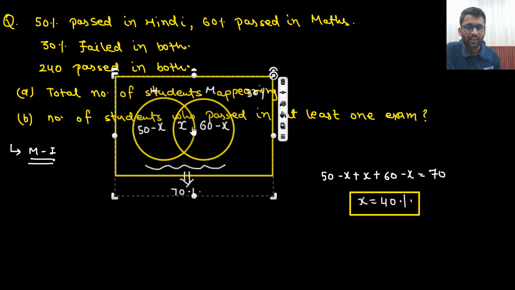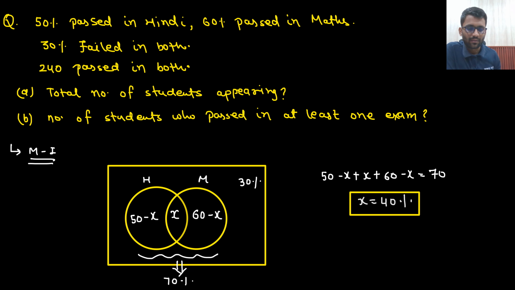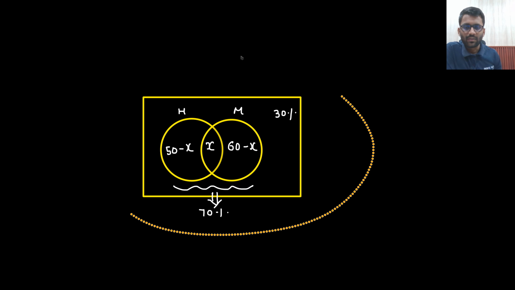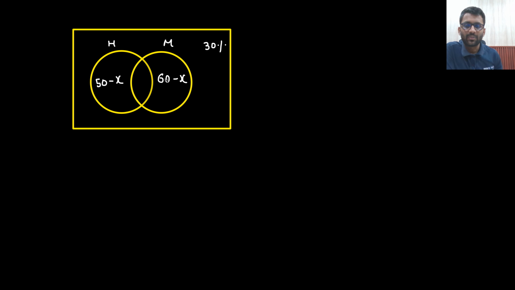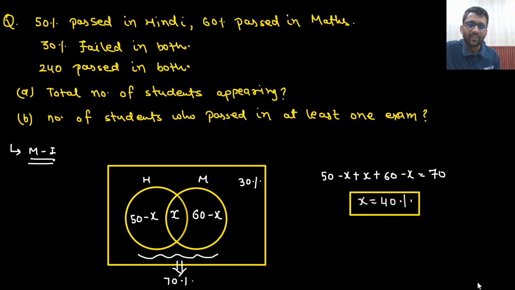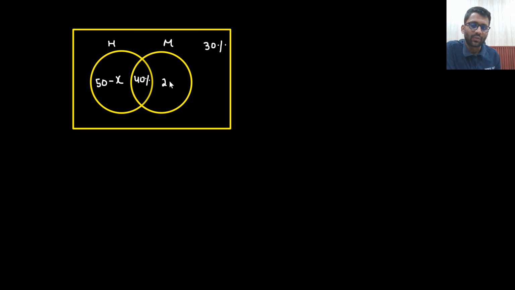So let's draw it again on the next page where we can write down the data. What is the data? That 40% of the students passed in both of the examinations. 40%. 60% of the students passed in math. That means 40 are in both, so 20 would be this one. And 10% would be those who passed only in Hindi.